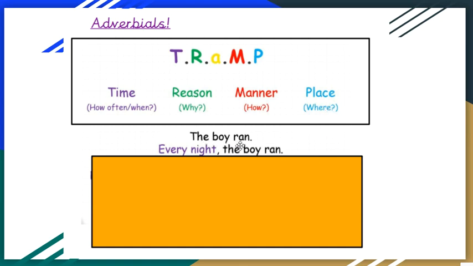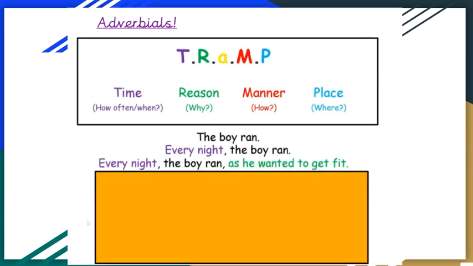So "the boy ran." That's my main clause here. It makes sense on its own, but it doesn't give us a lot of information. So now I can start adding adverbial phrases either at the beginning of the sentence as a starter or at the end of the sentence as a dessert. So "every night the boy ran." That is an example of an adverbial, and that is giving you more information about when the boy was running.